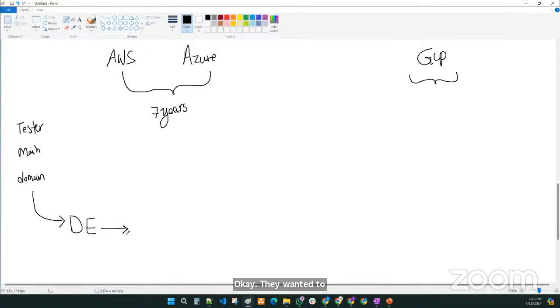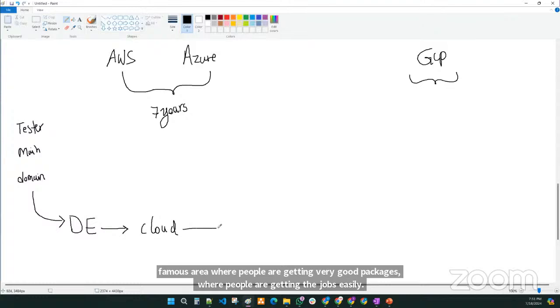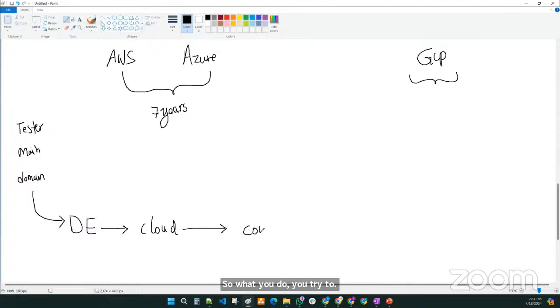Now all data engineers have to work on the cloud nowadays. So if you are a tester, a mainframe developer, or coming from some non-technical or other technical background, you think that data engineering is one of the famous areas where people are getting very good packages and getting jobs easily. So you try to learn some course, and now you are going for an interview.